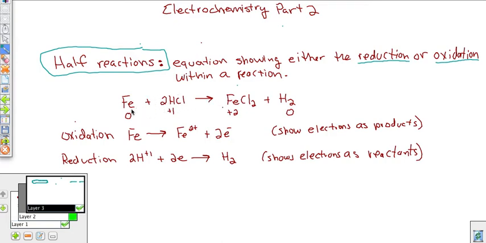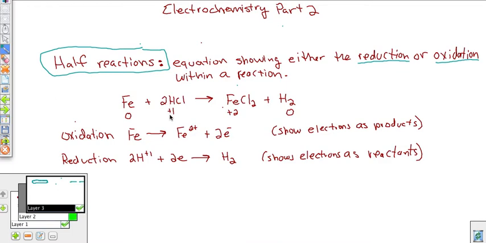So here's our reaction. We have iron combining with hydrochloric acid, and so it's going to create hydrogen gas and iron chloride. It's going to bubble away. It's going to disappear for the most part. What we're going to do then is look at this in terms of oxidation and reduction.